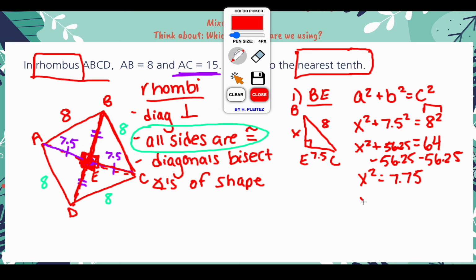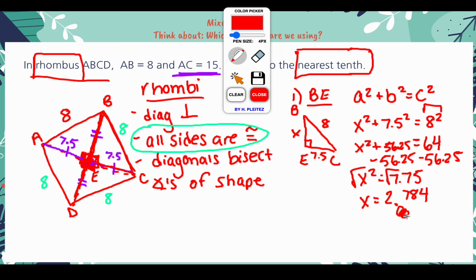Now we have to take the square root of both sides, so we want the square root of 7.75, and that's going to give us 2.784. I usually round to 3 decimal places to be safe, and then I go to the question, and it wants the nearest tenth. Well, actually, we're not even done. See, I just made a mistake that you guys probably would have made. So now we have to think about what this actually represents.